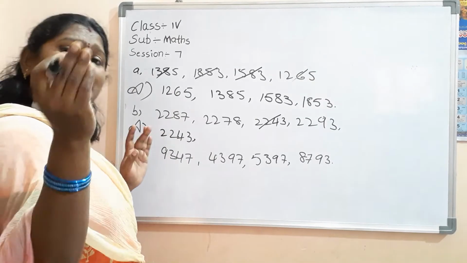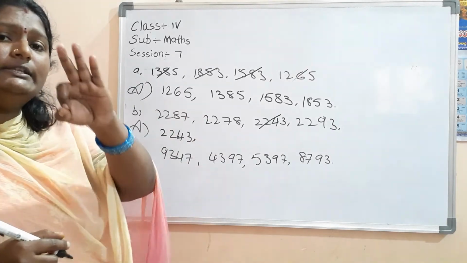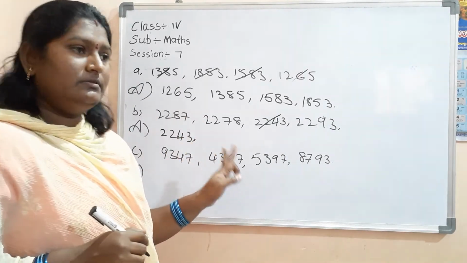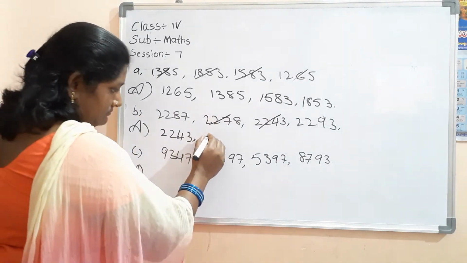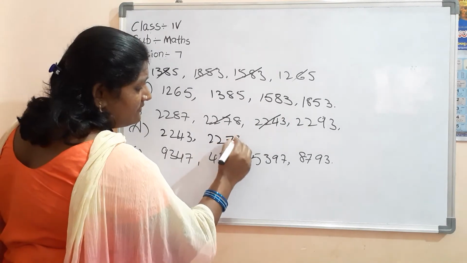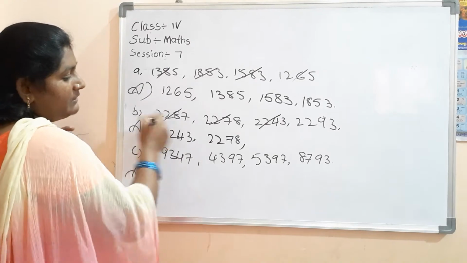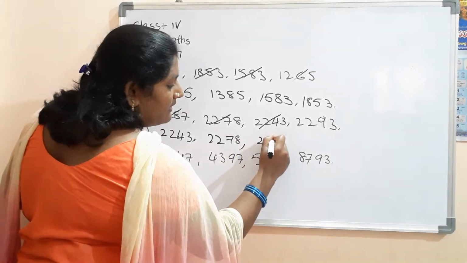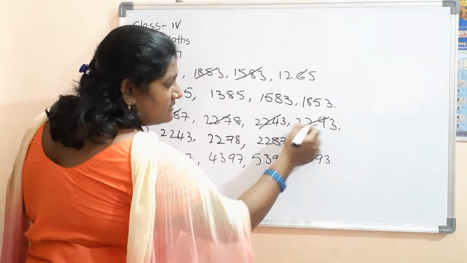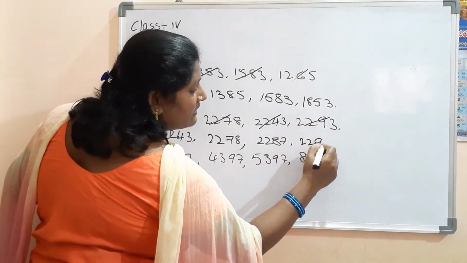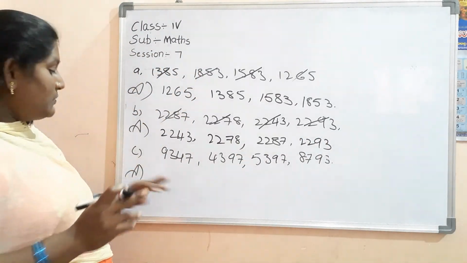Then the next small number. Again you have to compare the third digit only. The first one is already completed. 8, 7, 9. So 7 is the small number, so 2278. Clear? Then the next small number is this one, 2287. So the last number is this one only, 2293. Over? Yeah. Then the last one, C1.